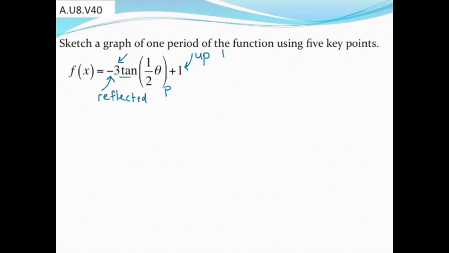And then I guess the last thing I can find out with this is the period. Now recall that the period for a tangent graph is just pi divided by b, not 2 pi divided by b, like sine and cosine. So pi divided by the b value, which is 1/2, gets me a period of 2 pi. So with all those facts and figures in mind, I'm ready to graph one period of this.